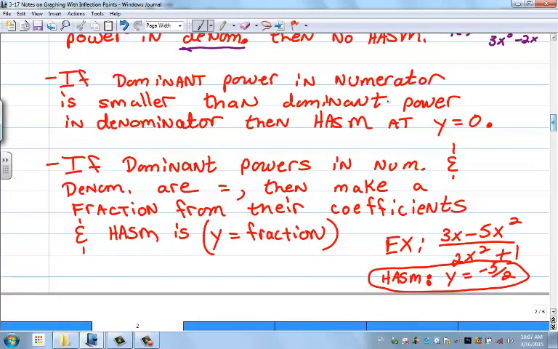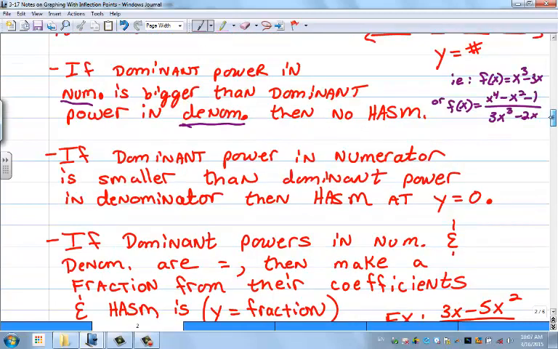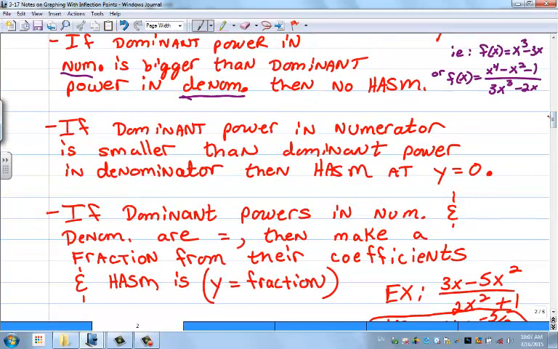Okay, if the dominant power in the numerator is smaller than the dominant power in the denominator, then there is a horizontal asymptote at y equals 0. What would that look like? Well, just flip those ones upside down that are up there. All right, so for example, if you had f of x equals 1 over x squared minus 5x, that has a horizontal asymptote at y equals 0.